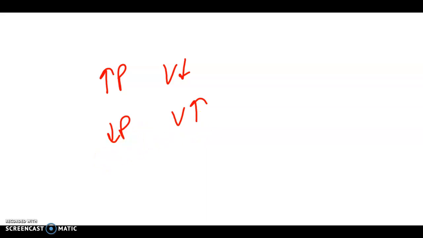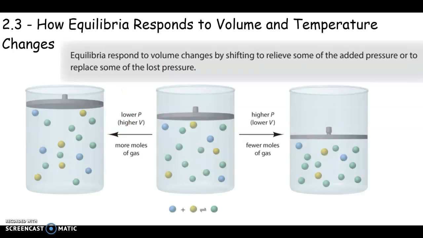Right, and pressure really is just a measurement of the number of collisions within a certain force per unit area, right? So like collisions happening within the walls of the container. So equilibrium responds to volume changes by shifting to relieve some of the added pressure or to replace some of the lost pressure. Essentially, how you should think of this is whatever change you make, the shift is going to try and do the opposite, right? So if we increase the pressure of a system, it's going to want to decrease it. If we decrease the pressure of a system, it's going to want to increase it.